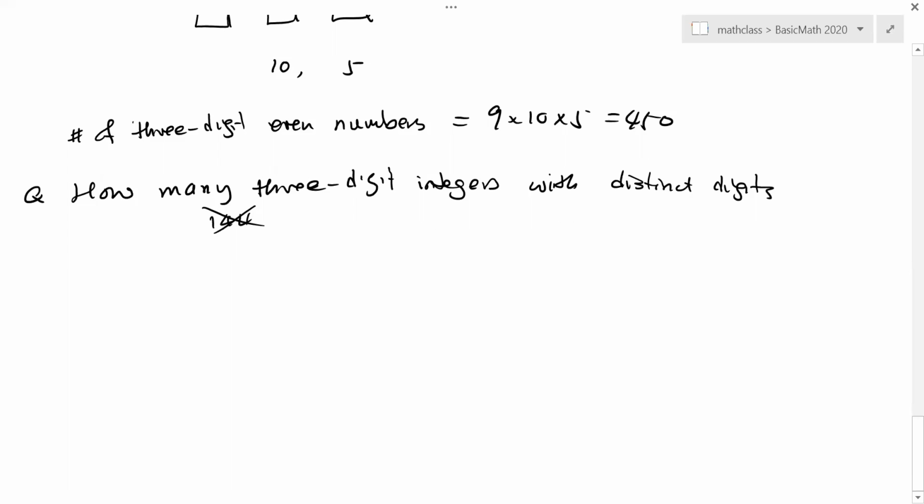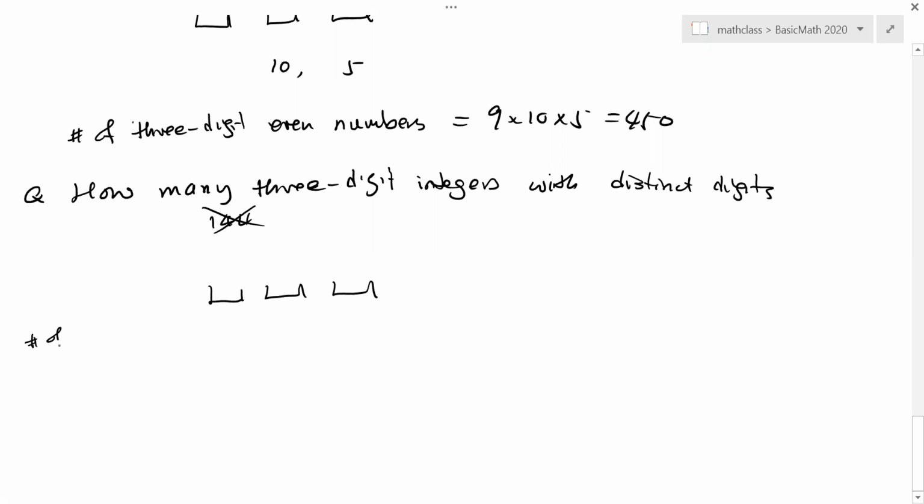That means 144 should not be counted as a 3-digit integer with distinct digits. The digits are different. They cannot be identical. So how do you write down a 3-digit integer with distinct digits?